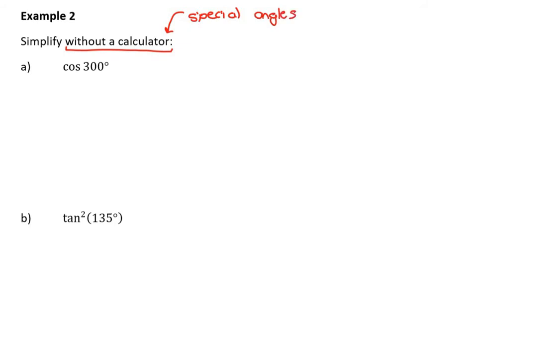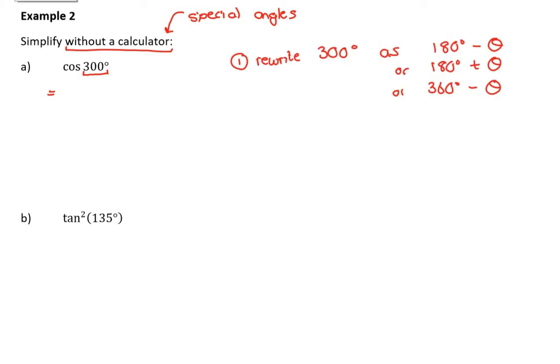So we're going to write down a couple of steps here. Let's look at A. Question A says, what is cos of 300 degrees? So my first step is to take 300 degrees and to rewrite it using one of our reduction techniques. So I've written myself a note here. My first step, rewrite 300, and I either need to choose 180 minus an angle, or 180 plus an angle, or 360 minus an angle.